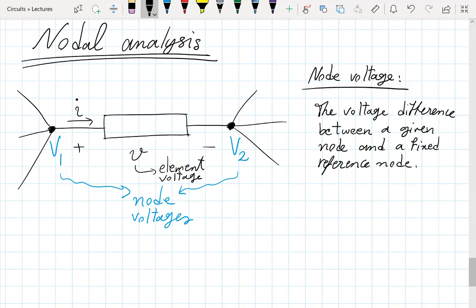This reference node, or the ground of a circuit if you actually have a physical ground, very often is chosen as the reference. And you attribute a value of 0 to it, so that a node voltage is a number that represents the difference with that reference point. But the reference does not have to be ground. It can be the physical ground of a circuit, but it doesn't have to be.